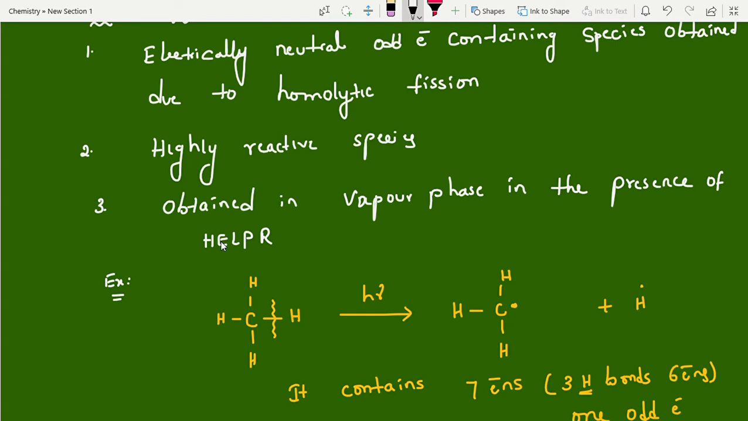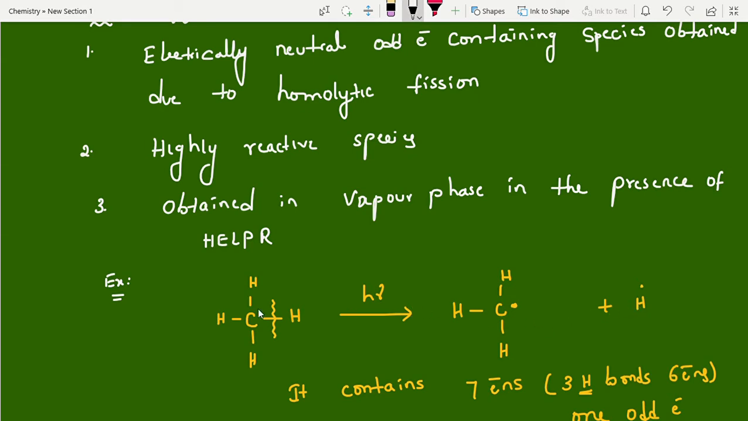Next, the third point: obtained in the vapor phase in the presence of help. What did I discuss in the previous video? HELP: H is heat, E is energy, L is light, P is peroxide, and R is radical. In the presence of help, we observed it in vapor phase. To understand better, I gave an example. This is a methane molecule. In methane, I am using sunlight. Light means it is definitely homolysis, and homolysis results in free radicals with an odd electron.